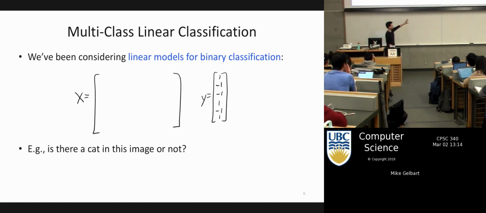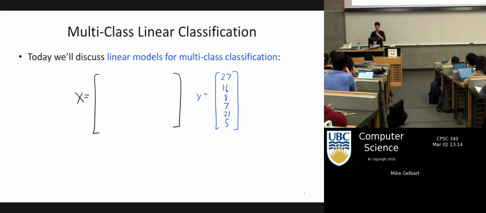So this is what we've been doing so far: some features, some labels, -1, 1. And this is what we want to do today: some features and some labels in some set of things. In this case, you might have a whole lot of classes, apparently more than 27. But you might even just have 3 classes, and even for 3 classes, we haven't yet talked about how to apply linear classifiers.